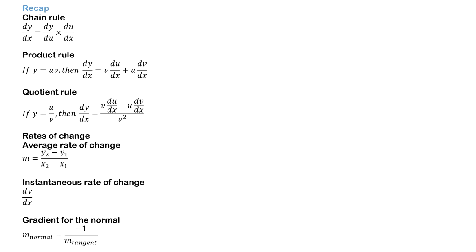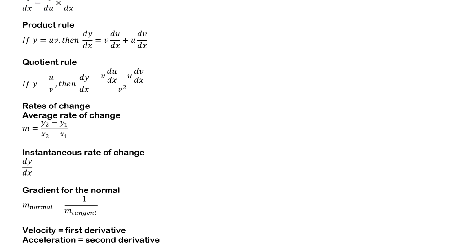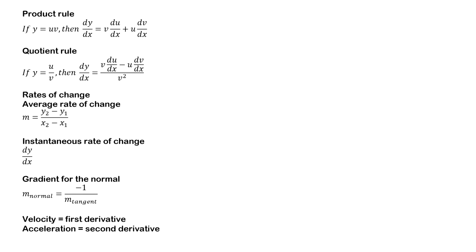Finding the gradient of the normal is negative 1 over the gradient of the tangent. So the first step in these type of questions is to find that gradient of the tangent first by differentiation. You'd also note that velocity is found by using the first derivative and the acceleration is found using the second derivative.